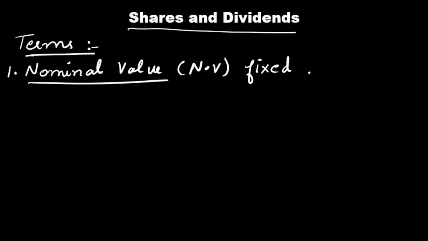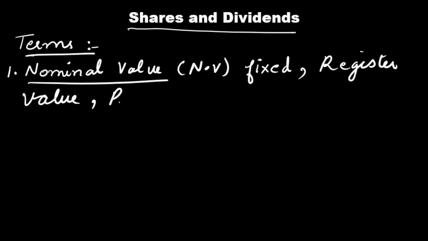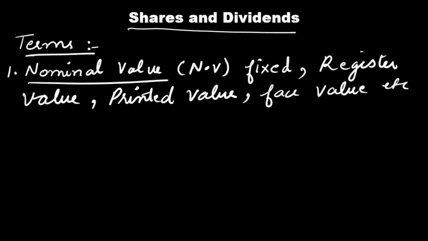Now its other names are also there. What are the other names of nominal value? In questions you might see these terms: printed value, register value, face value, etc. As I have told you, nominal value is fixed, so it's not going to change. It will always remain the same.